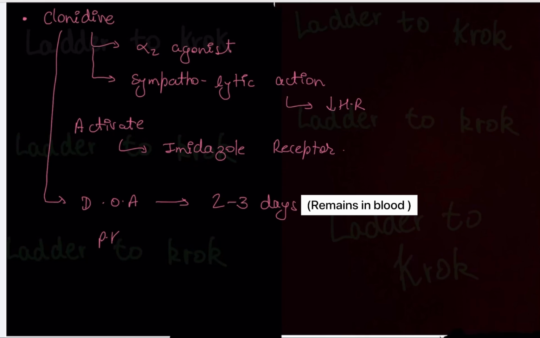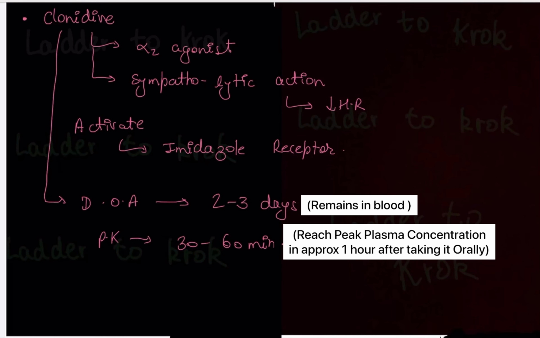Now, what is the pharmacokinetics? The onset is basically 30 to 60 minutes. This is used in hypertension to decrease blood pressure, obviously, because it has a sympatholytic action, meaning it will decrease blood pressure. So we can use this in hypertension.